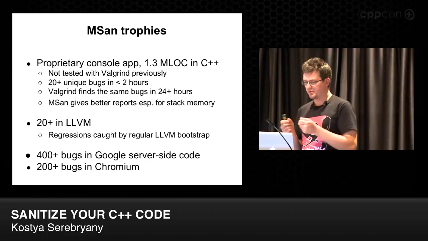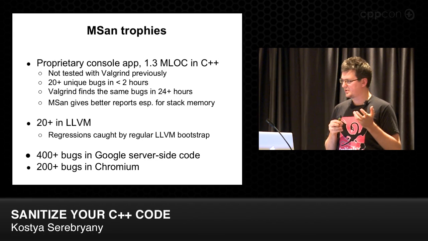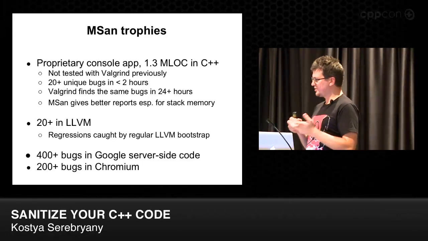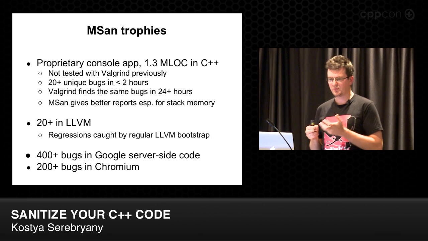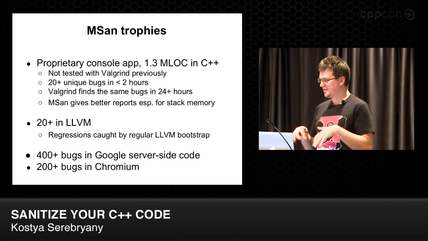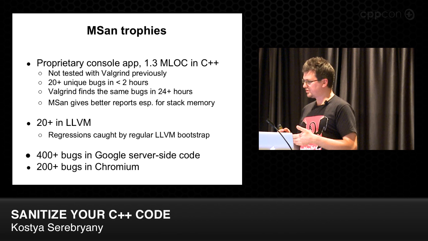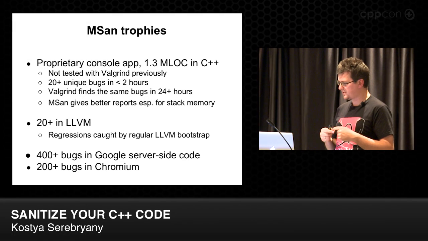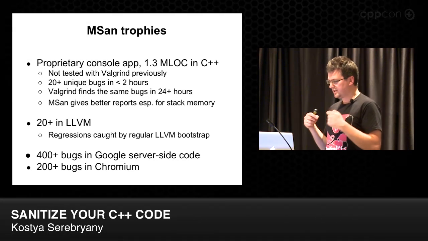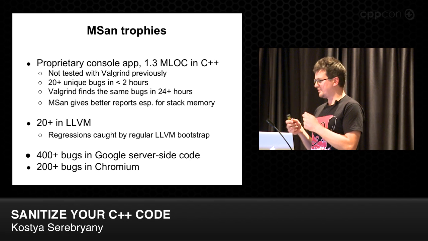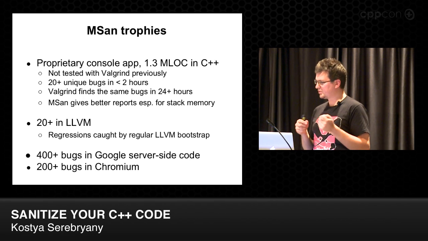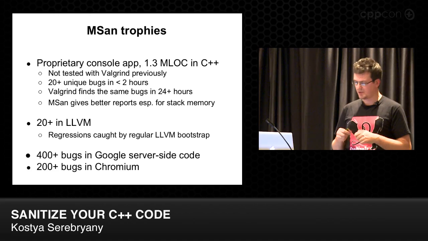And the bootstrap with MSan takes about an hour and a half. And you cannot possibly do this with Valgrind, because bootstrap will take more than 24 hours. This is just too long turnaround for the project that develops very fast. And the developers are reported about the bugs in an hour or two after they commit them. So this just speeds up the development process. Also found many hundreds of bugs in Google's server-side software and in Chromium.